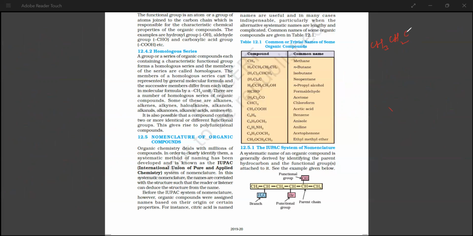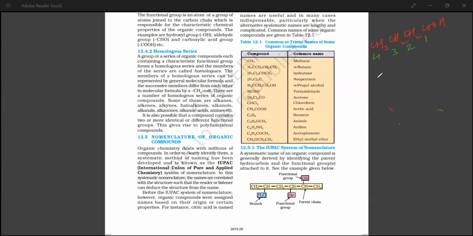CH3, CH2, CH2, COOH. Now see, from where will you start counting carbon atoms? The number given to the carbon atom of the functional group should get the lowest one. If you start from here, then this will be 1, 2, 3, 4, and the COOH will be the 4th carbon. If you start counting from the other side, then that COOH carbon will get number 1. So the functional group should get the lowest number, and we'll start counting carbon from here.